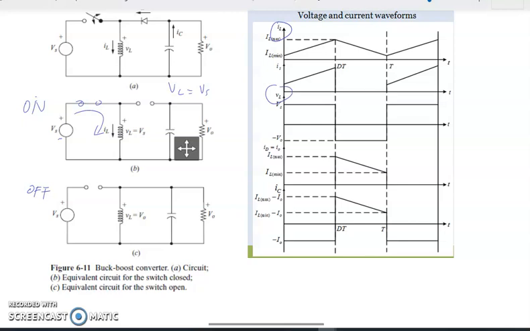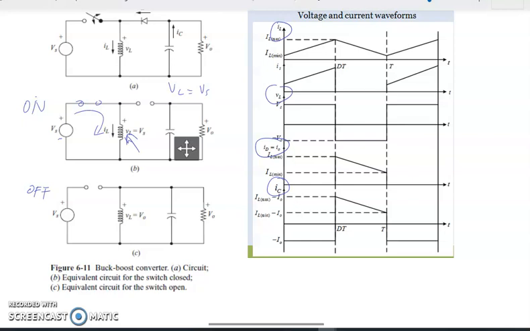and in terms of voltage on the inductor, we have the inductor current, inductor voltage, and also the capacitor current, and this is the output diode current. Okay, the diode current. So we have here the inductor current, inductor voltage, diode current, and also capacitor current.